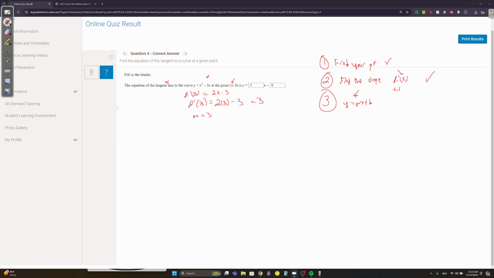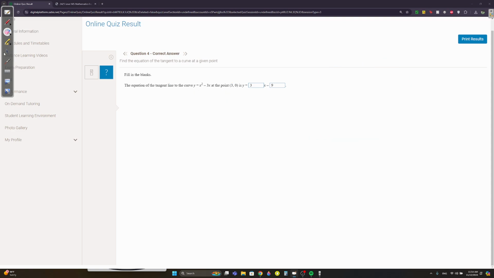Step 2 done. Step 3, substitute everything into y equals mx plus b. y 0, slope 3, x 3, plus b. You get b equals -9 because you take this to the left. Okay, you know how to solve the equation. So we get y equals mx plus b. m is the slope we found, which is 3. b we found is -9. So this is your equation: y equals 3x minus 9.